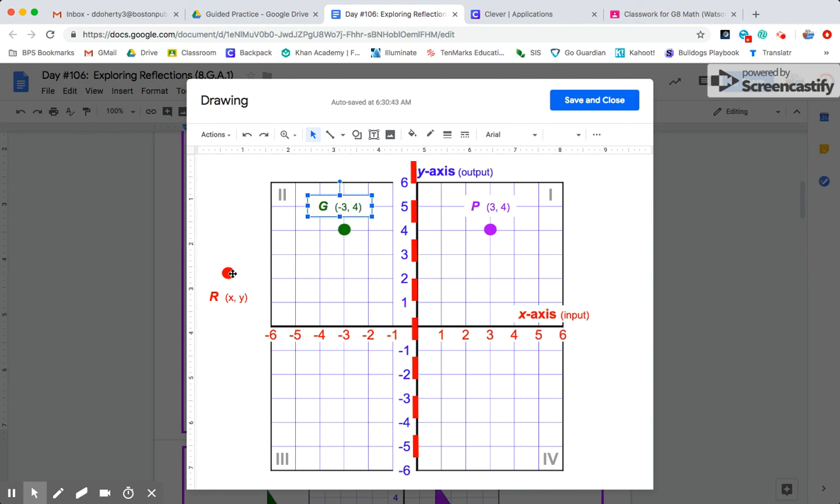For the other one, we were asked to take point P, reflect it across the x-axis, which is right here, and label the new point R. Here we should see it's 4 units above the x-axis. If we reflect it over the x-axis, it would end up down here. And on your own, you're going to take point R and label the x and y coordinates down here.